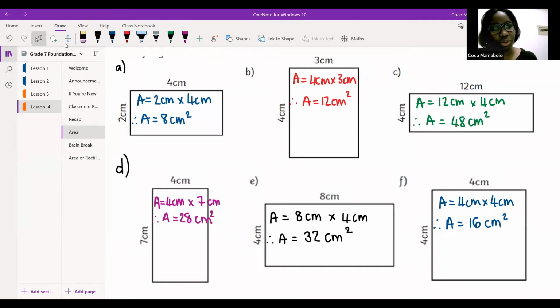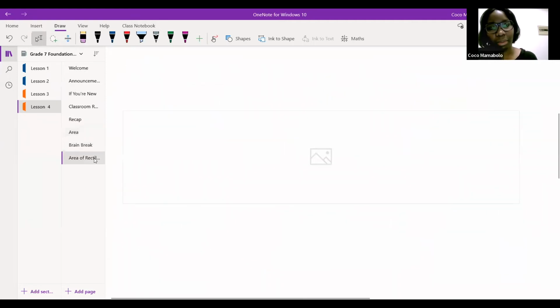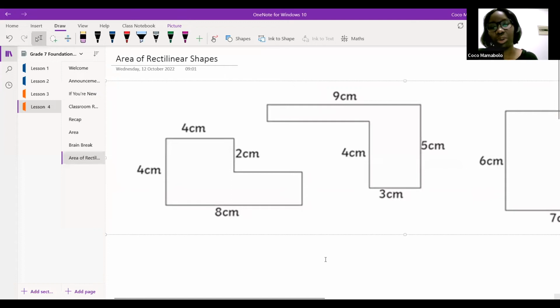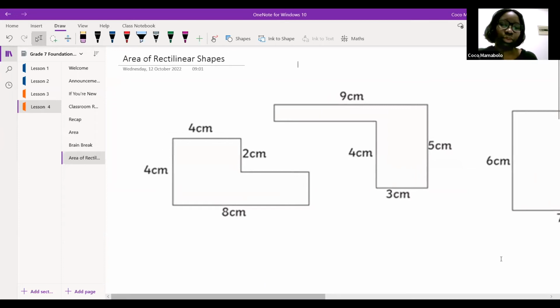Now I need you to keep your hand up because I do want you to answer a question for me before we do the brain break. Okay. So we are still looking at area, but I want you to help me with the area of this shape. Do you think you can do it? How would we even start trying to figure out the area of a shape that doesn't look like this? First you must find the missing sides. Okay, I agree with you.